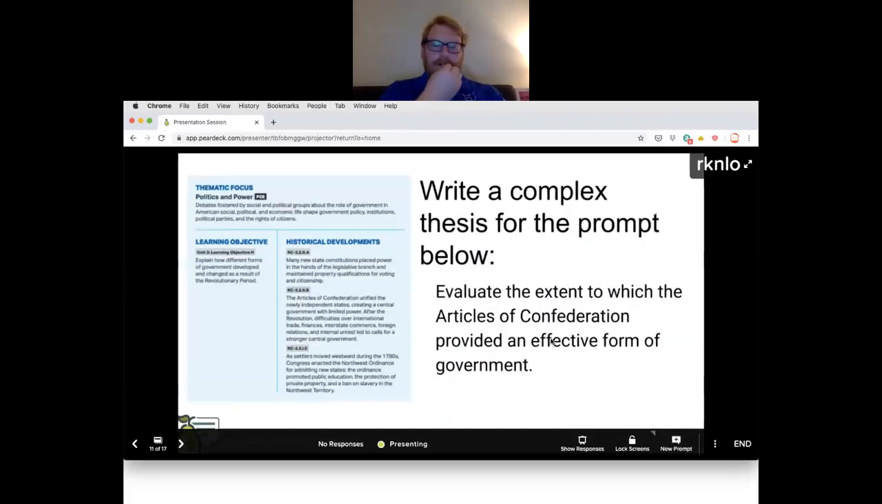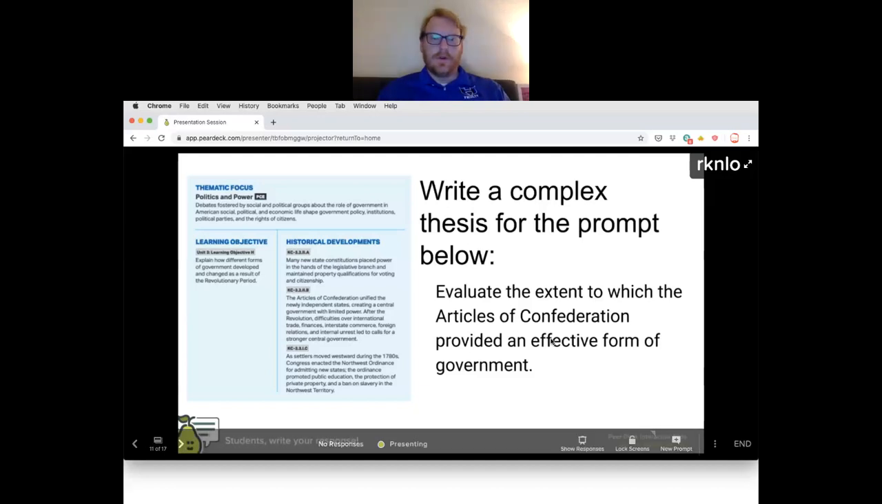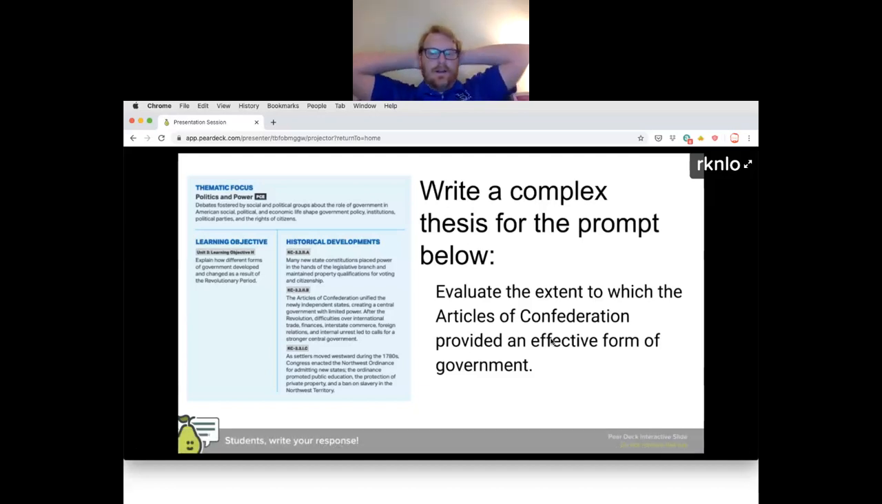All right. So our next one, we have a prompt. I want you to write a complex thesis. Now, this is again going back to make sure you know your history. Evaluate the extent to which the Articles of Confederation provided an effective form of government. We've talked about this a few times.